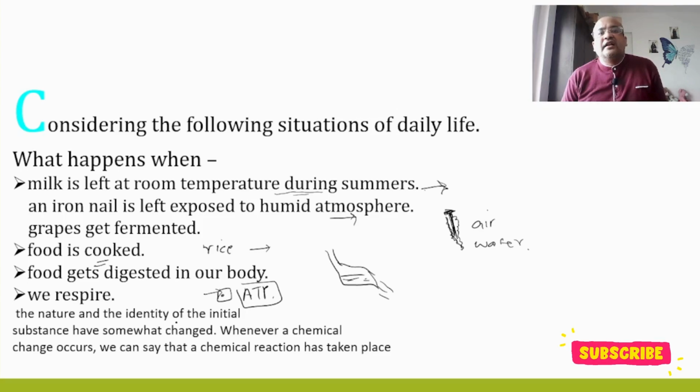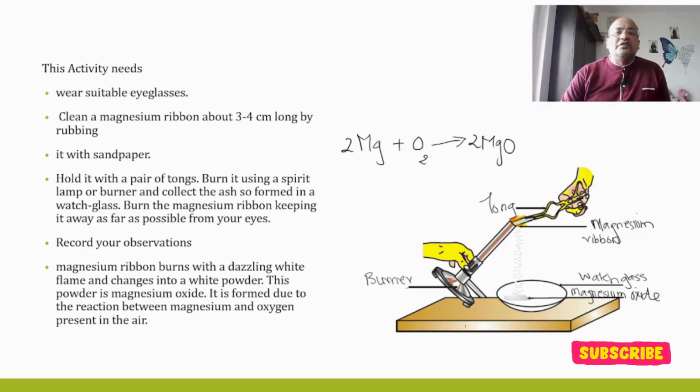The nature and identity of the initial substance have somewhat changed. You'll agree with that, seeing all the above examples. Whenever a chemical change occurs, we can say that a chemical reaction has taken place. So a chemical reaction takes place whenever these changes happen. Let's see more examples of this.